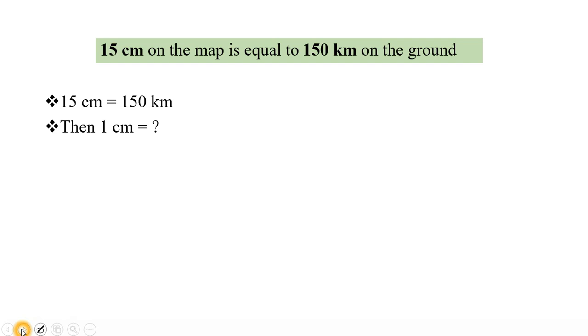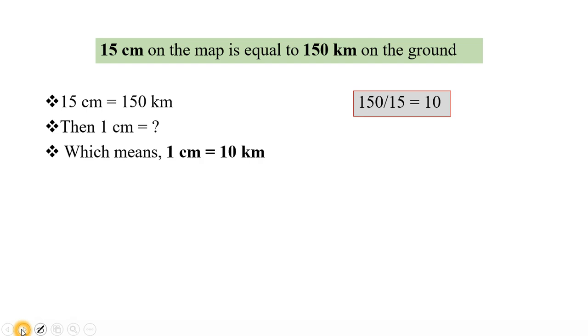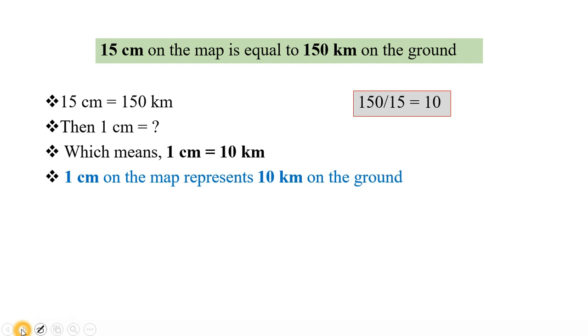So here it is very simple. If 15 centimeters is equal to 150 kilometers, then 1 centimeter is equal to 150 divided by 15, that means 10 kilometers. That means 1 centimeter on the map is equal to 10 kilometers. In other words, 1 centimeter on the map represents 10 kilometers on the ground. This ratio between map distance and ground distance is called the scale of a map or map scale.